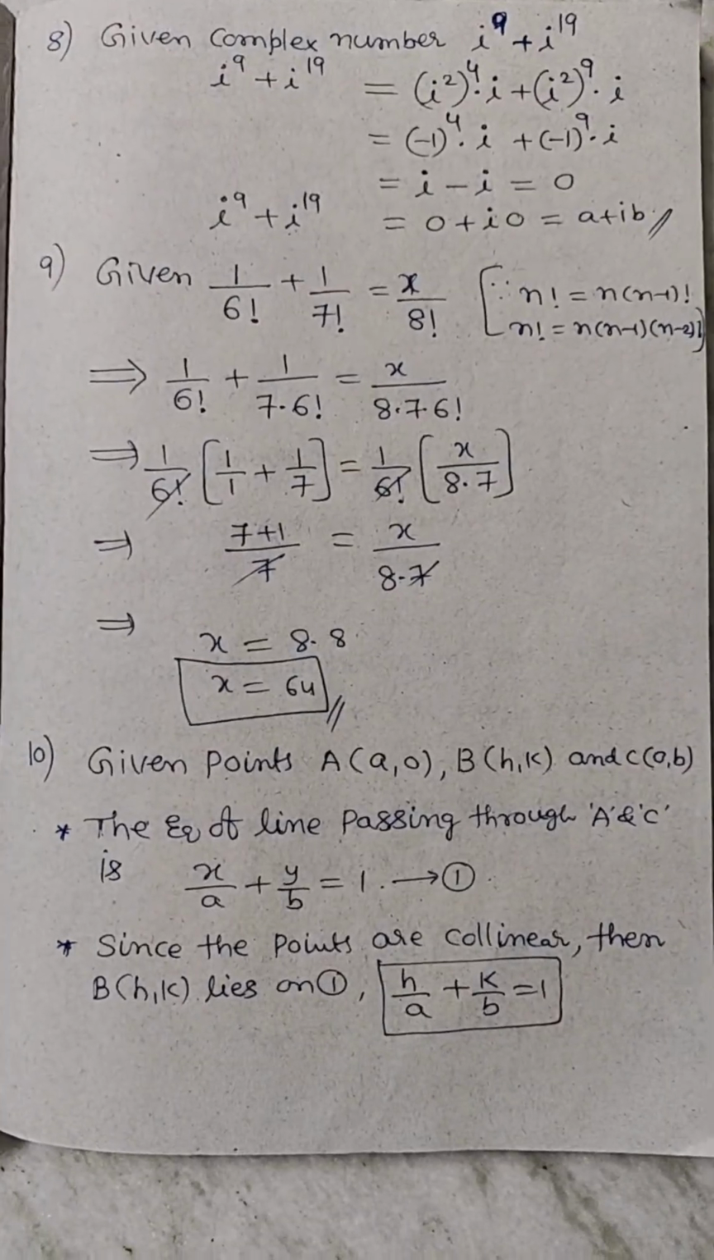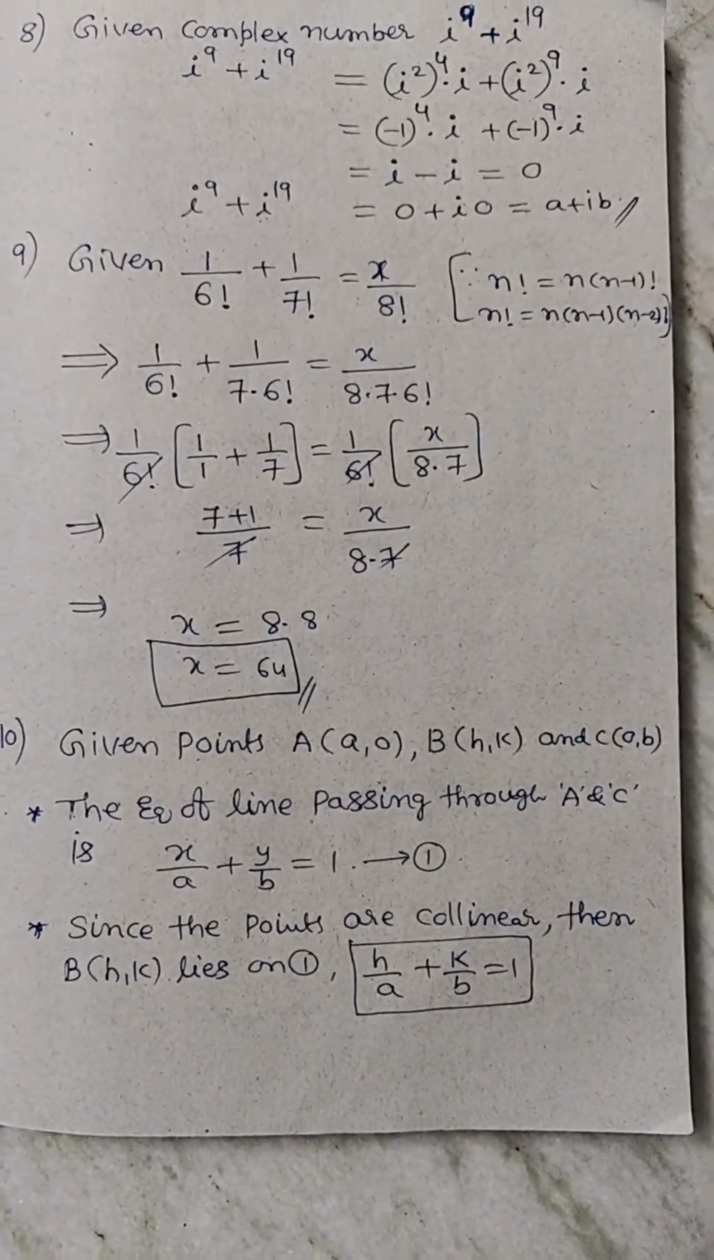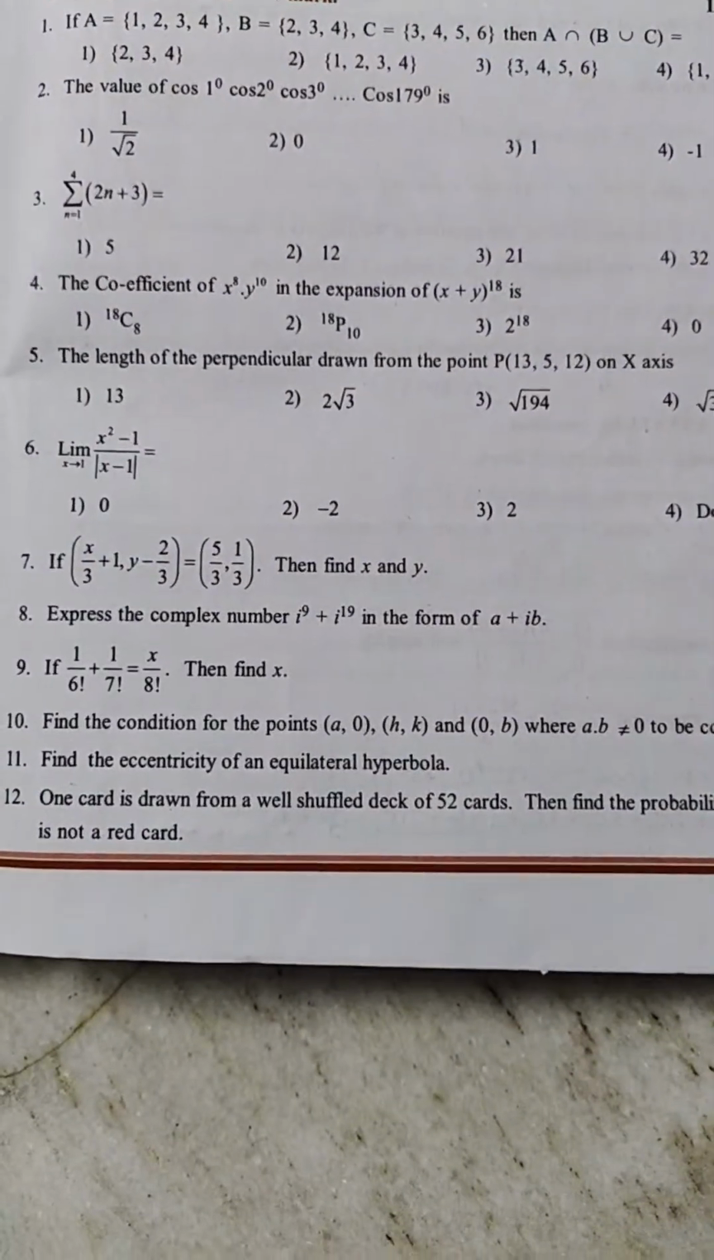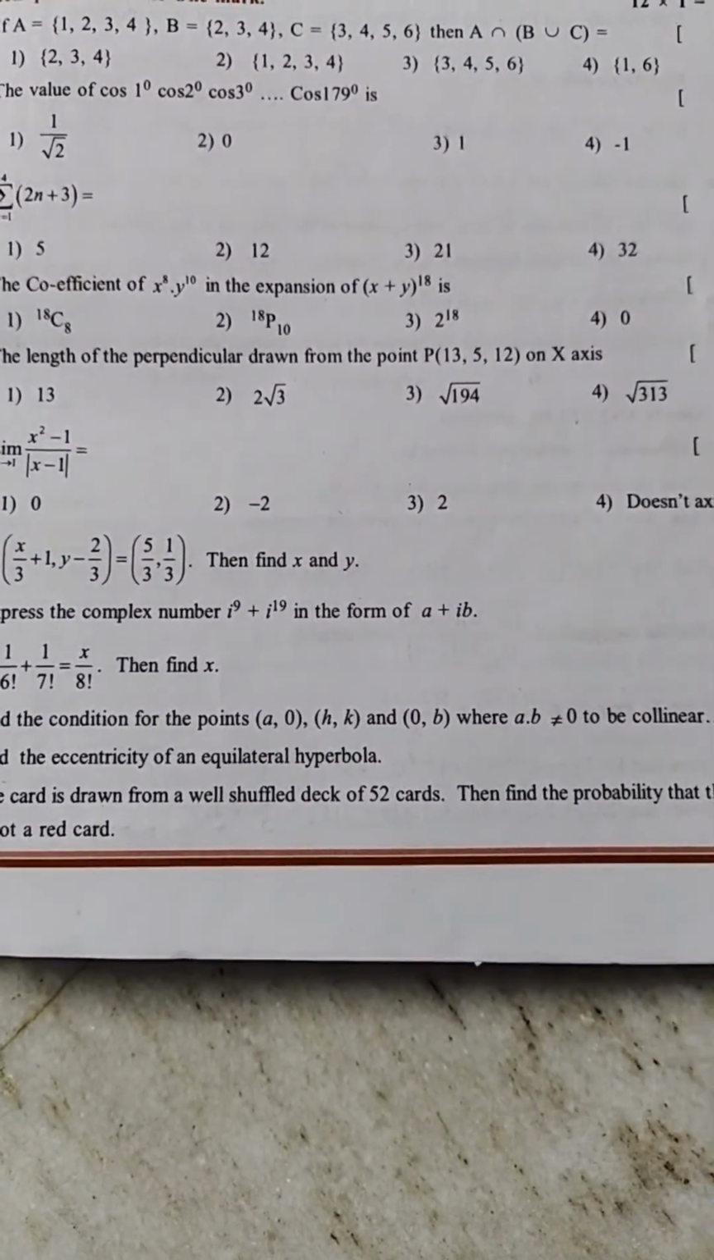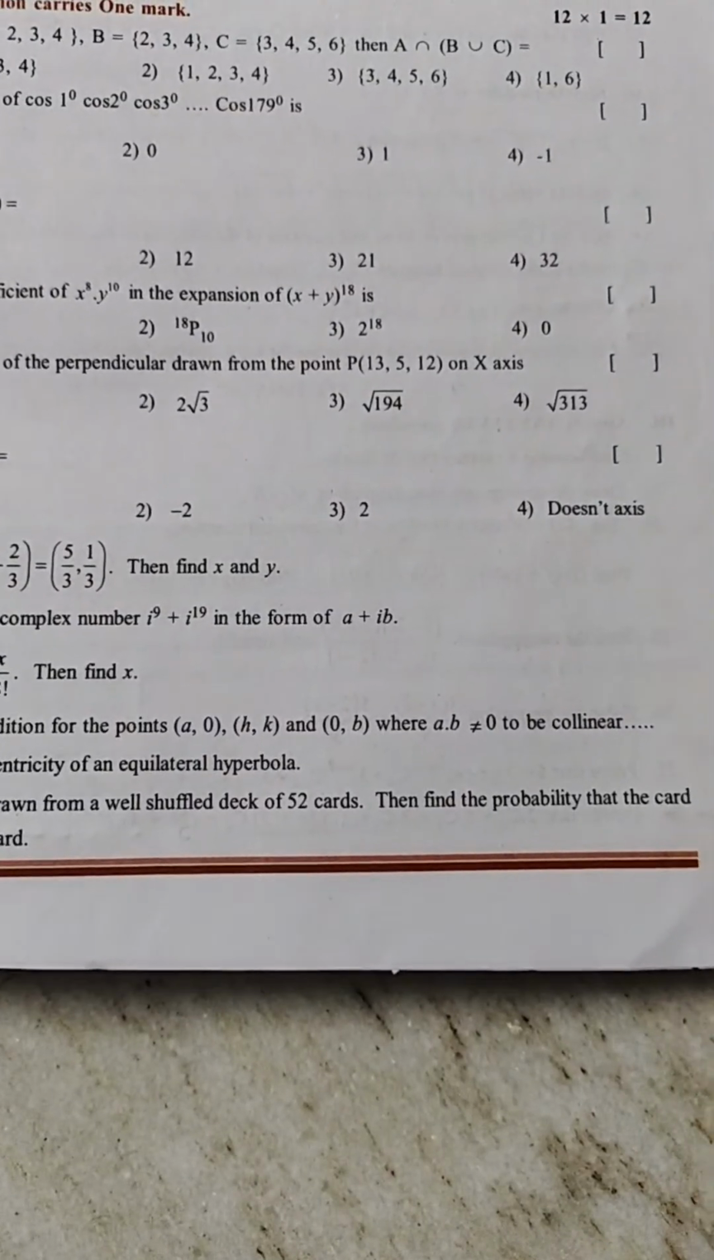I hope you understand. We'll move on to another question. What is that another question? Find the condition for the points (a, 0), (h, k) and (0, b) to be collinear. So this is the question they are asking.